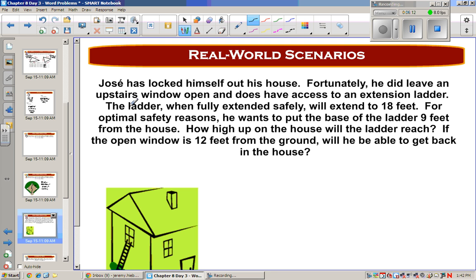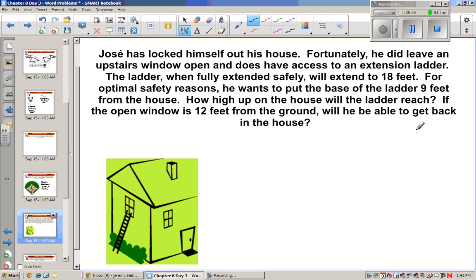All right, next problem. Jose has locked himself out of the house. Fortunately, he did leave an upstairs window open and does have access to an extension ladder. The ladder, when fully extended safely, will extend to 18 feet. For optimal safety reasons, he wants to put the base of the ladder 9 feet from the house. How high up on the house does the ladder reach? A follow-up question: if the open window is 12 feet from the ground, will he be able to get in?